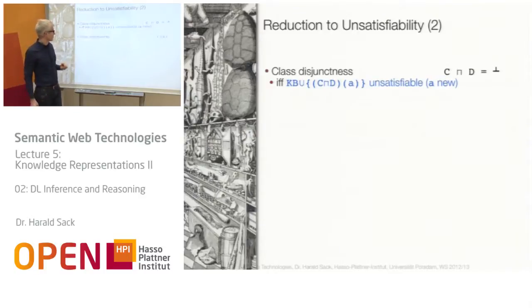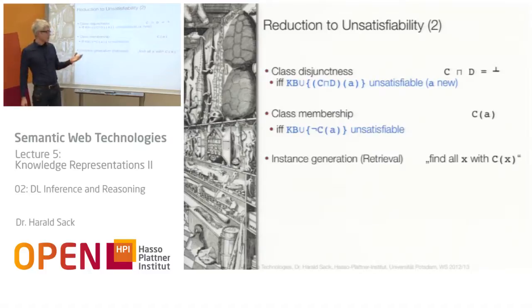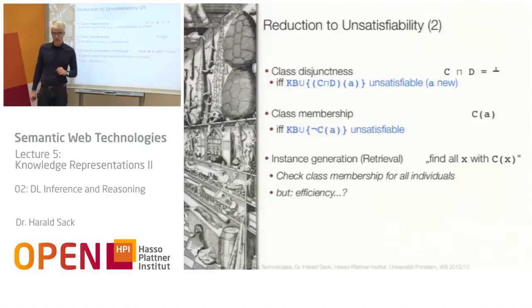Quite simple. And on the other hand, class membership, there you just ask if the knowledge base combined with the negated class membership of the individual A, where you want to check the class membership, is unsatisfiable. And in the end, the instance generation or the retrieval problem: find all X that are in class C. Therefore, you have to check for all individuals whether they are a member of the class C or not. So quite simple, check class membership for all individuals. Of course, the question here is: is it really efficient or is it not efficient?